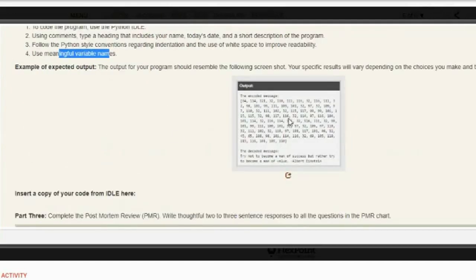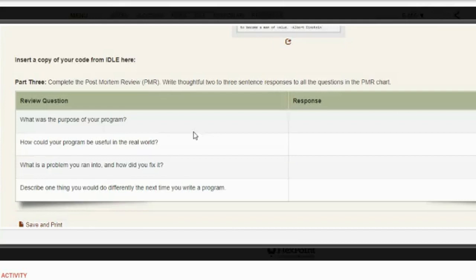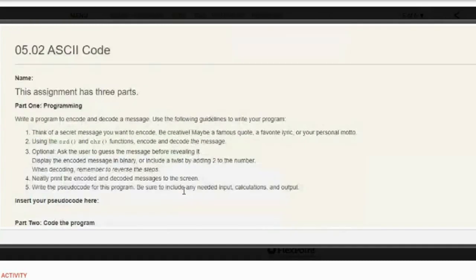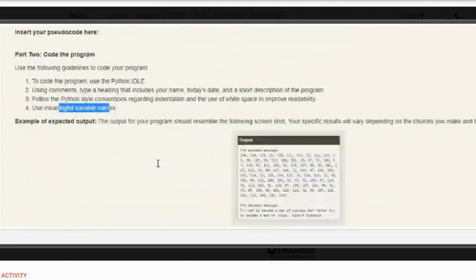This is an example of what yours may look like. Here's the encoded message, and it prints this whole list of the whole message right there in ASCII. And then the decoded message. Try not to become a man of success, but rather try to become a man of value. It's an Albert Einstein quote. So, encoded, decoded message. Insert a copy of your code there, and then, of course, you have your postmortem review questions.